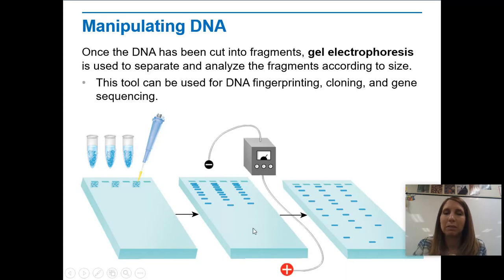And as it moves to that positive charge, again, the shortest fragments are going to move fastest. The longest are going to stay up here towards the top. And so we can essentially see, based on the movement of these, what size these different pieces of DNA are.